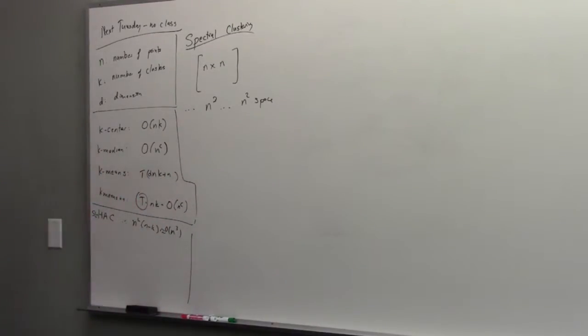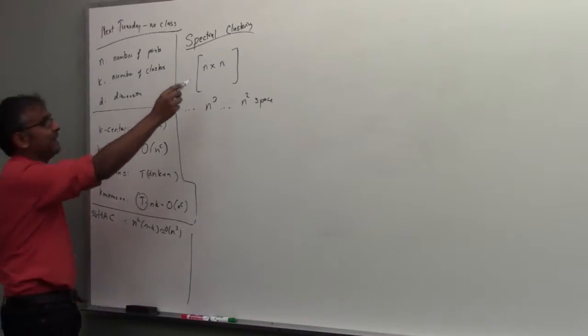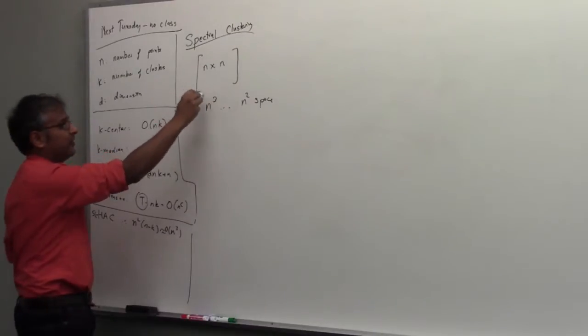So this takes n cubed time if you take the entire eigenspectrum, and it takes n squared space. Another way to think about this is you only want to compute a top few eigenvectors or bottom few eigenvectors, depending on how you look at it. In that case, you don't need the entire spectrum, you just need a few, k of them.